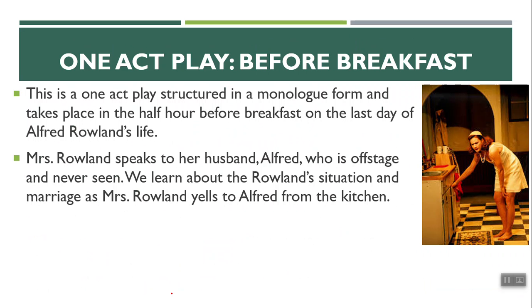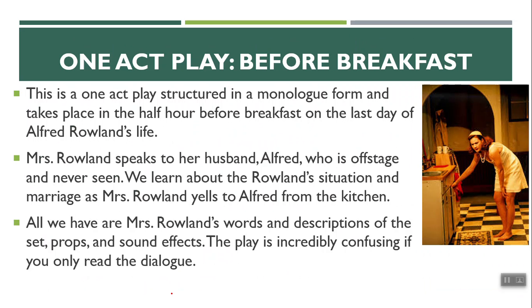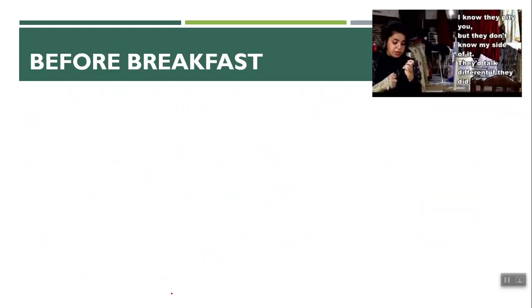I want you to read this carefully because the ending can be confusing. So take a look at what she's saying about her husband and what's going on between them and what situation they're in. There's a little bit there with setting too in the stage directions of what this kitchen is supposed to look like that she's in. So all we have are Mrs. Rowland's words and the descriptions of the set, the props, and the sound effects. So if you only read the dialogue, you're going to miss some of those nuances. Those are some things I would like you to take a look at.